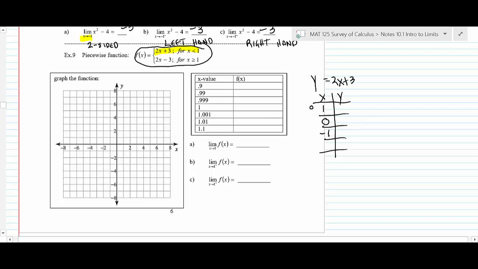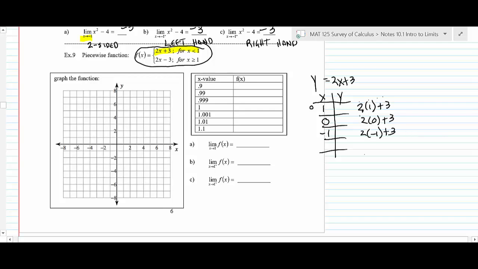It's a line anyway. So what I'm going to do is plug these numbers into 2x plus 3. So I'm going to do 2 times 1 plus 3, and I'm going to work that out. Then I'm going to go 2 times 0 plus 3, and then 2 times -1 plus 3 right there. Now we're just going to do arithmetic, okay?